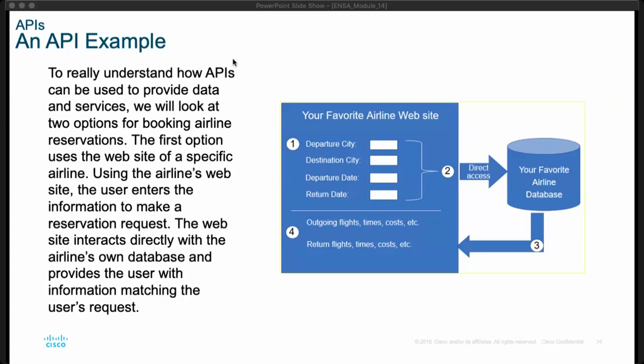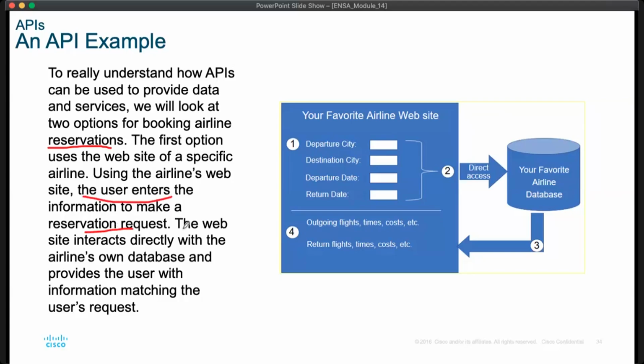Okay, an API example. To really understand how APIs can be used to provide data and services, we look at the two options for booking an online reservation. The first option uses the website of a specific airline. Using the airline website, the user enters the information to make the reservation request.